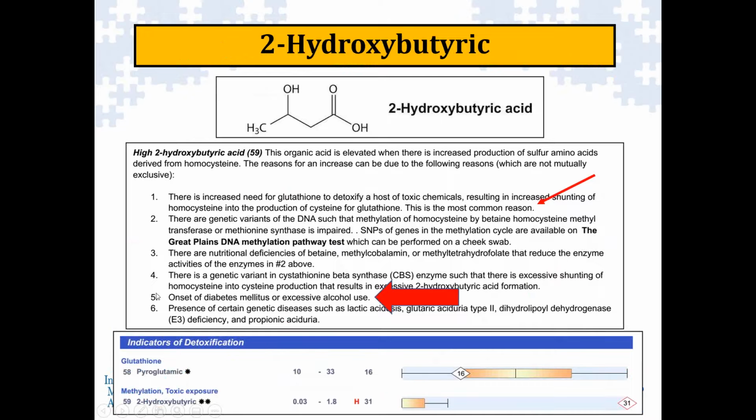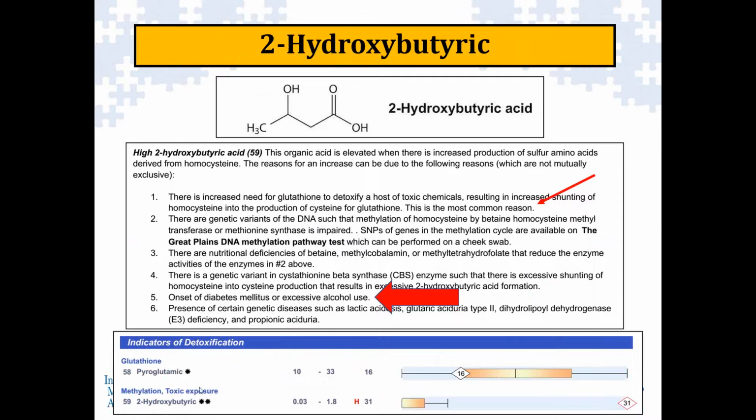Okay, and so we discussed this at length during the OAT seminar. In fact, that's the most common reason that I feel people starting to use the OAT should recognize. But there are some other things that can be associated with 2-hydroxybutyric, and I'm going to focus right here on diabetes, for example, also alcohol use. But let's just focus on the diabetes because that's where we started this discussion.